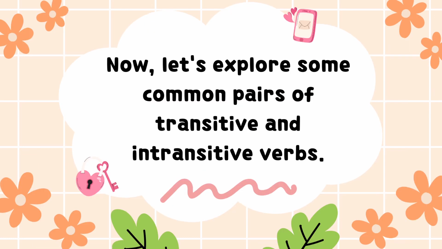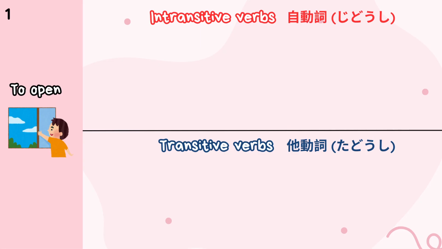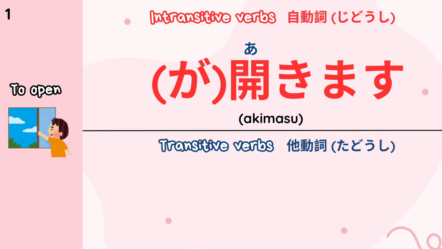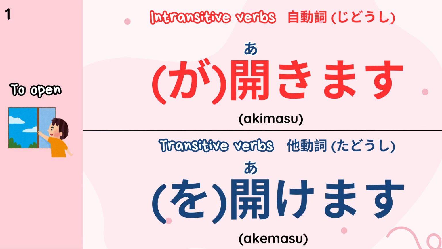And now let's explore some common pairs of transitive and intransitive verbs. To open, ga akimasu, akimasu. Akimasu goes with the particle ga. O akemasu, akemasu. Since akemasu is a transitive verb, it should go with the particle o.